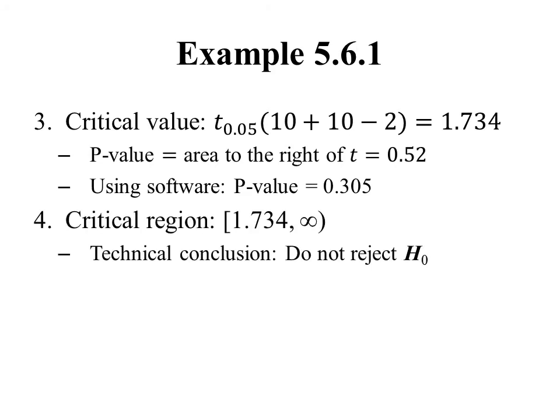Okay. Next step is to come to our technical conclusion. So our critical region is this. Notice that the test statistic is not in that critical region. Also note that our p-value is much greater than our significance level of 0.05. And so in either approach, we would not reject the null hypothesis.